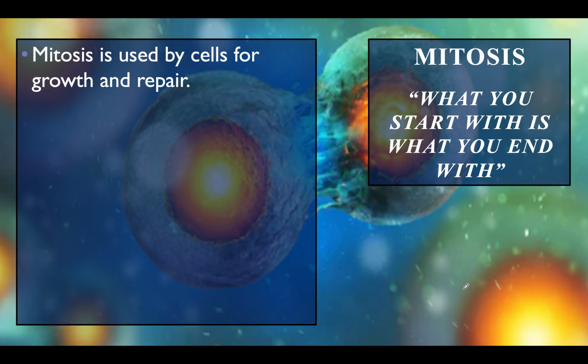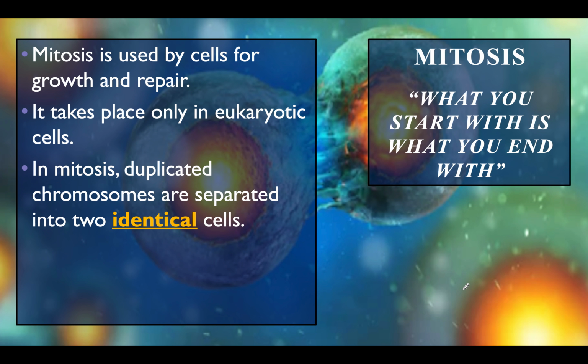Mitosis is used by cells for growth and repair, and that is self-explanatory pretty much, because every cell that comes through mitosis is going to be the same as the cells that came before mitosis. It takes place only in eukaryotic cells. In mitosis, duplicated chromosomes are separated into 2 identical cells. Perfect. That's easy to understand.